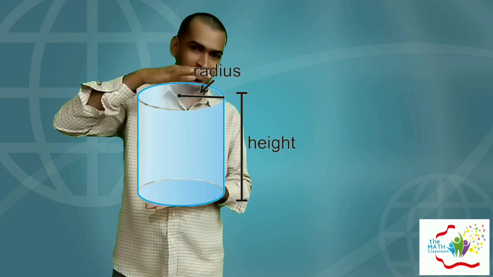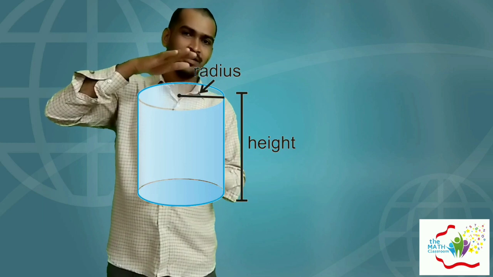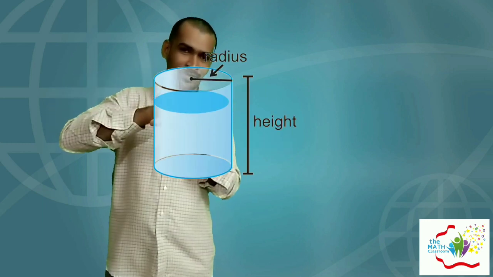Cylinder is a circular prism. What is the meaning of prism? Top and bottom coincide with each other. They will match if you join.